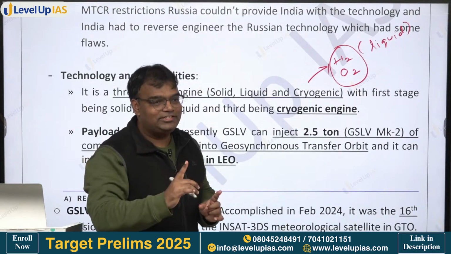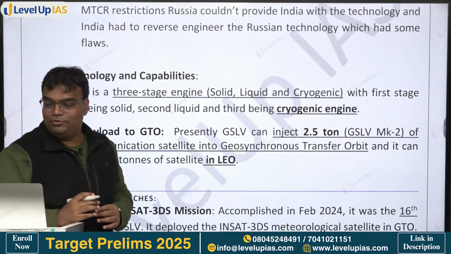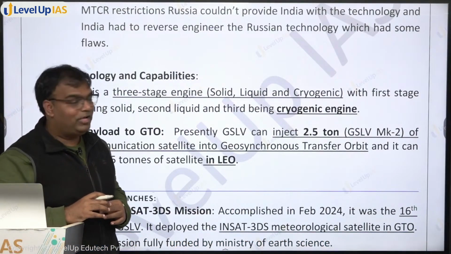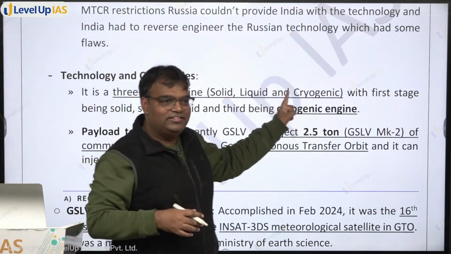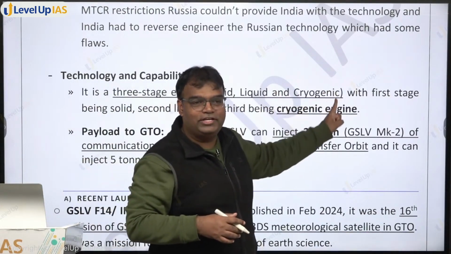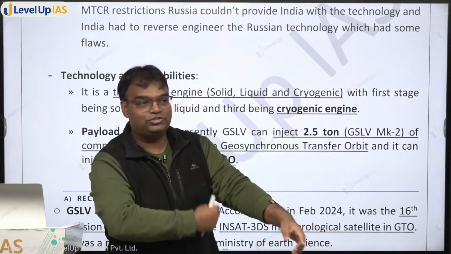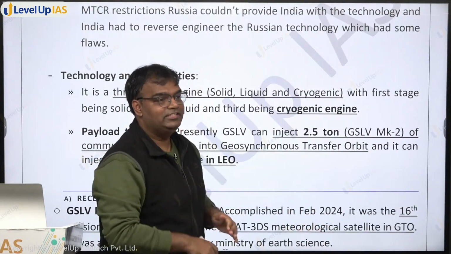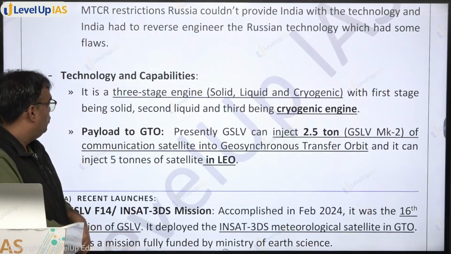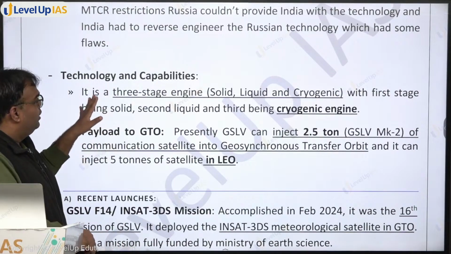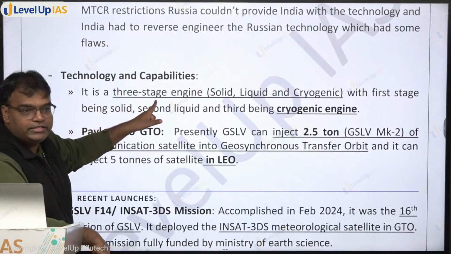Do we understand this? In GSLV, what is the fuel that you have? First stage solid, second stage liquid, third stage cryogenic, because we use liquid hydrogen and liquid oxygen, and for hydrogen and oxygen to be kept liquid, the temperature has to be less than -250 degree Celsius. Did you understand? Okay. It has this 3-stage engine. So the first feature you saw: it has a 3-stage engine.